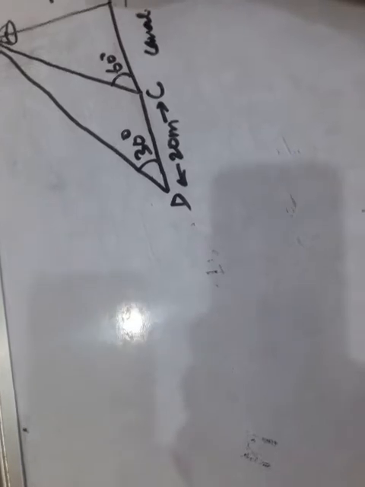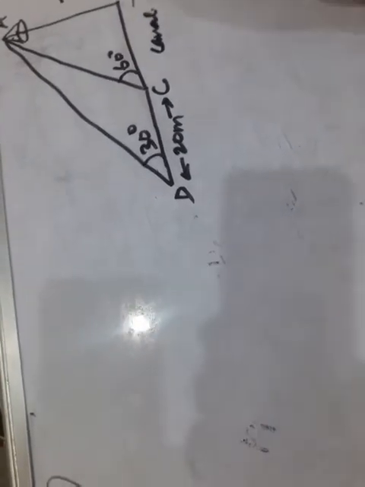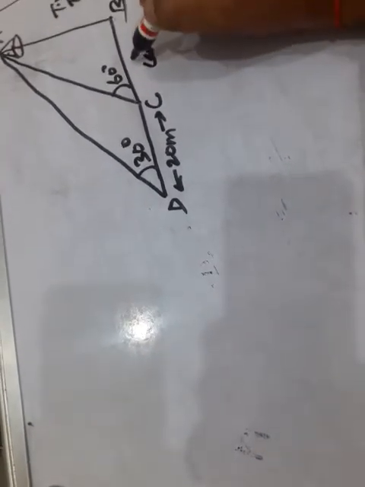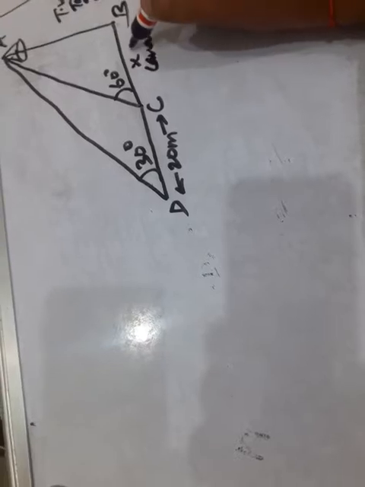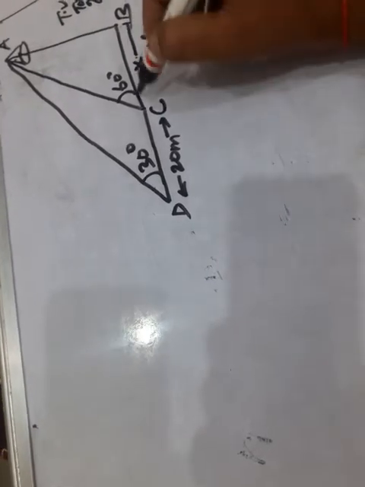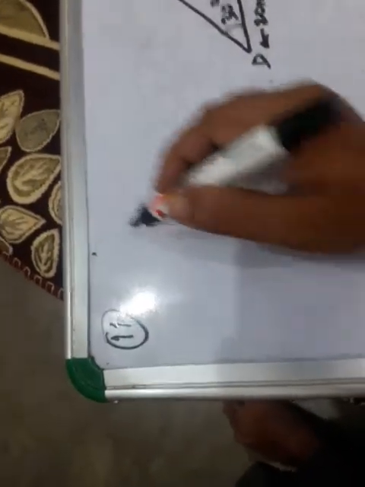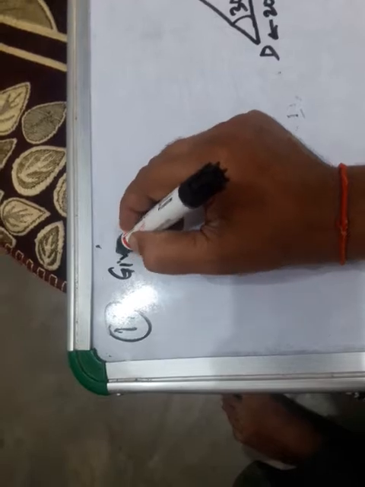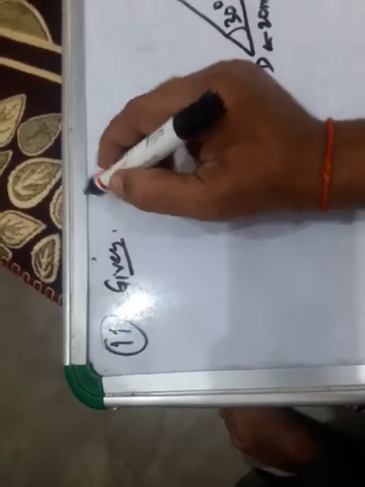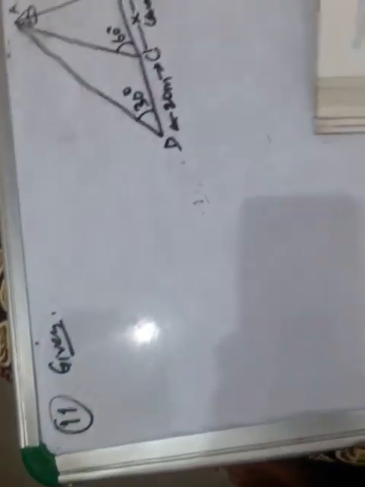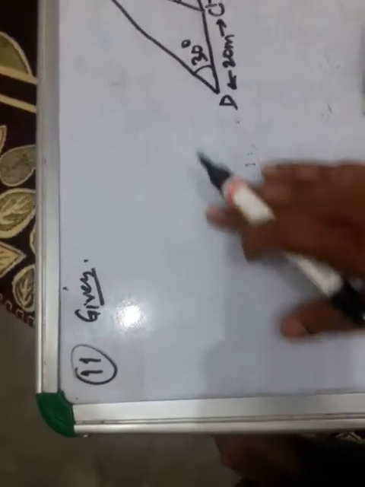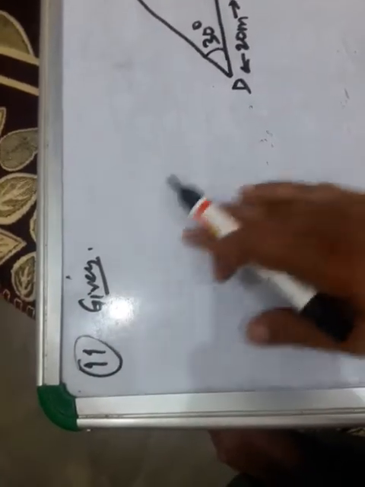We have to find the height of the tower, and also the width of the canal. Let the width of the canal be x. Okay children, so what is given? The figure is given in the book, so you don't have to write much more.